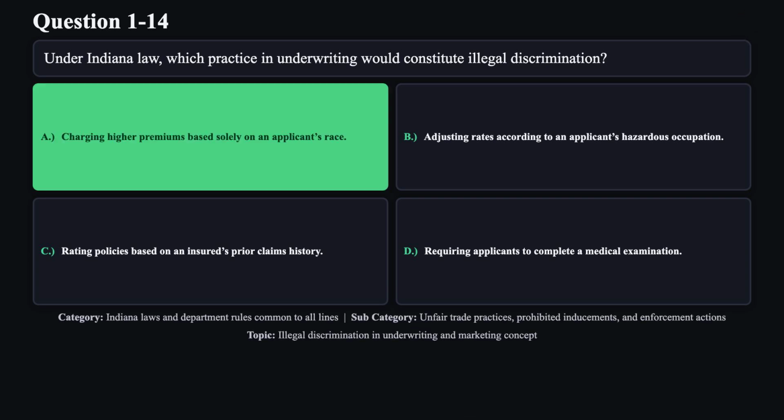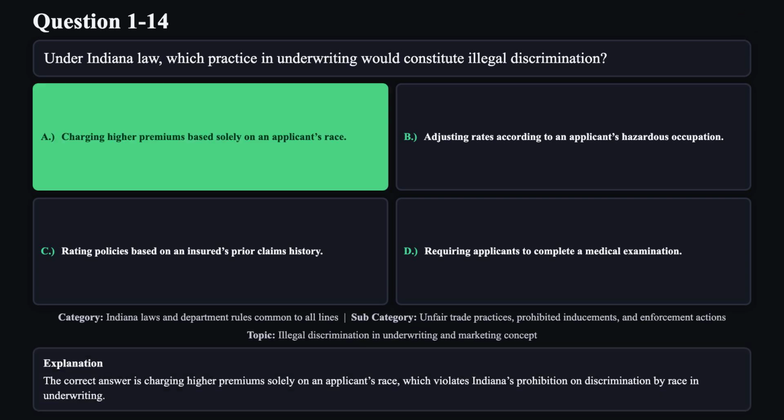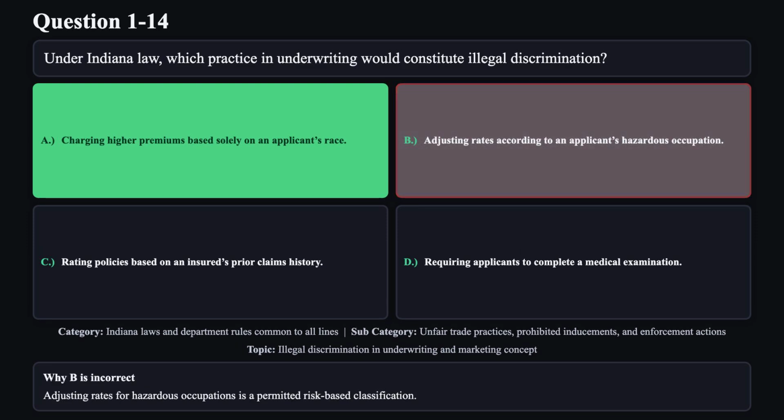The correct answer is A. The correct answer is charging higher premiums solely on an applicant's race, which violates Indiana's prohibition on discrimination by race in underwriting. Reason B is not correct. Adjusting rates for hazardous occupations is a permitted risk-based classification.